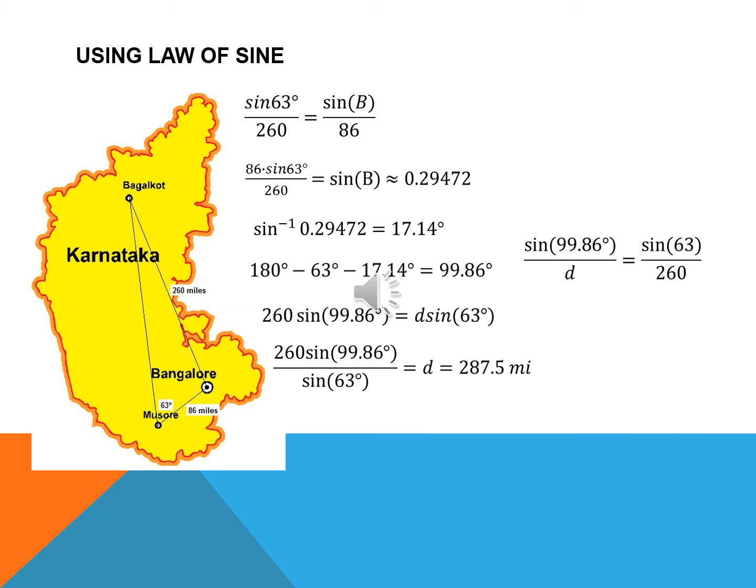Notice the 63 degree angle is opposite the 260 miles. I'm going to do cross multiplying to solve this ratio. You could also flip the two fractions and then multiply by sine of 99.86 degrees, but I'm going to do cross multiplying. So sine of 99.86 degrees times the denominator of 260 will equal sine of 63 degrees times the denominator of d. Solving for d, I'll divide by sine of 63 degrees. And when I type that correctly in my calculator, I get a length of 287.5 miles.